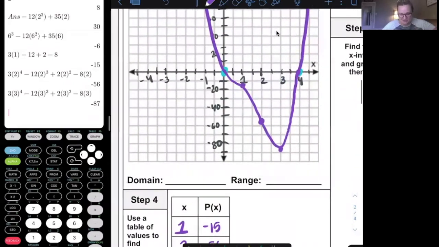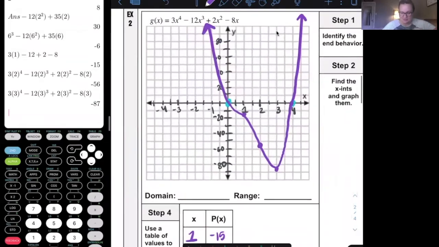All right, and then I realized we forgot to talk about the domain and range of these graphs in number 1 and number 2. So let's do number 2 together first. The domain of this graph is, well, it extends to the far right and to the far left forever. So our domain is all real numbers.